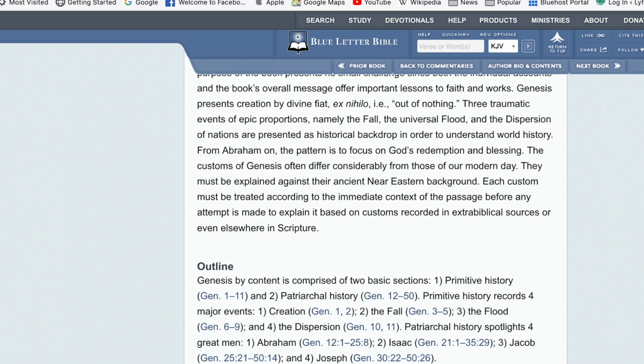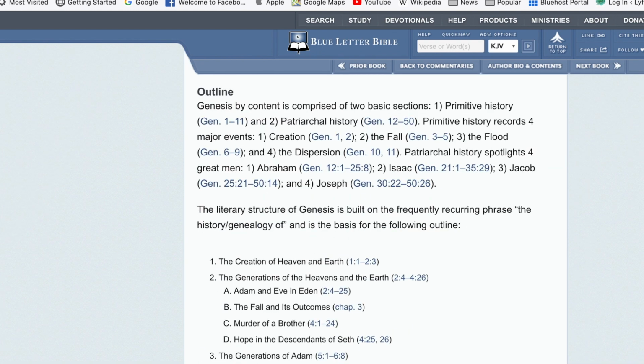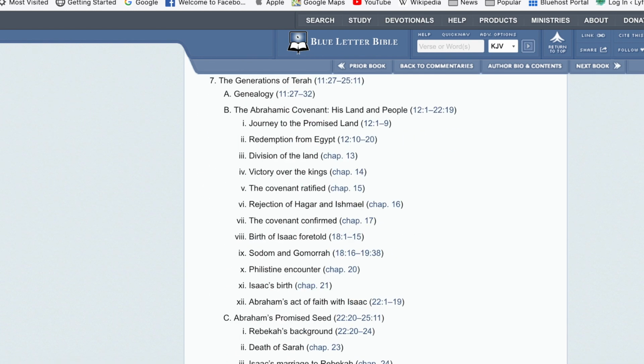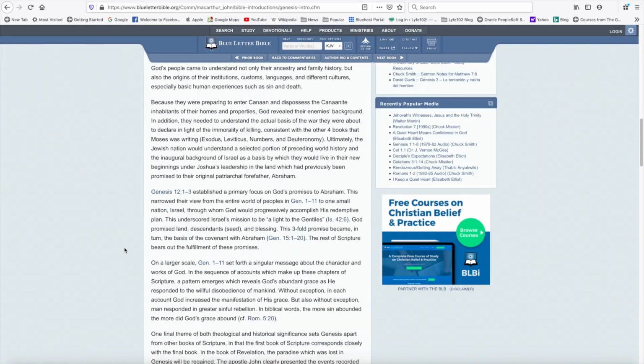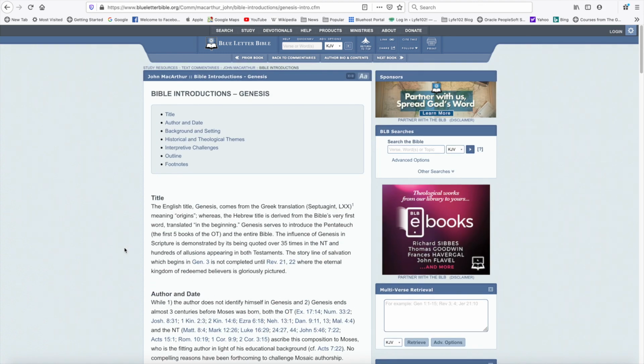Interpretive challenges gives us an in-depth outline of the whole book. So that's how you can get an overview of the book of Genesis using these resources. You saw how you can use different tools to find out about the text that we're reading about. So our text is Genesis 1:1-2.